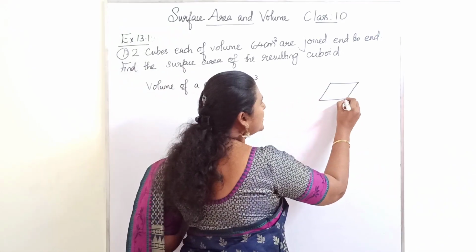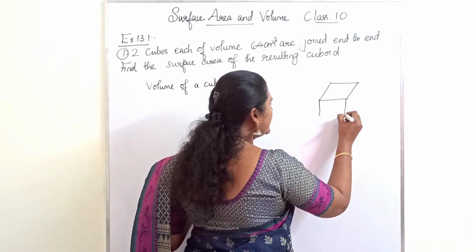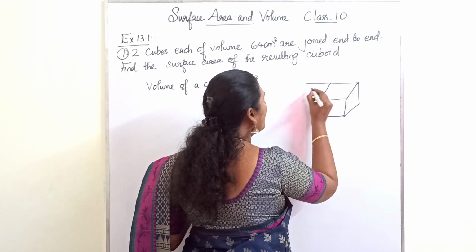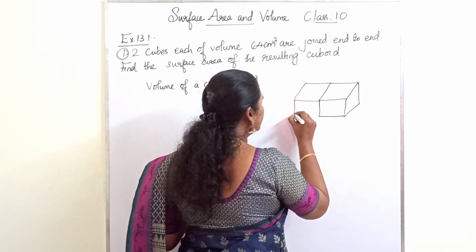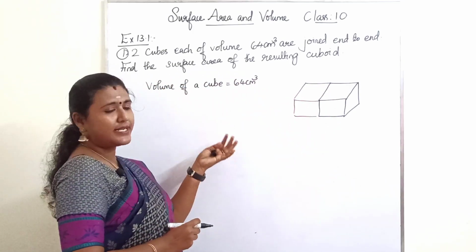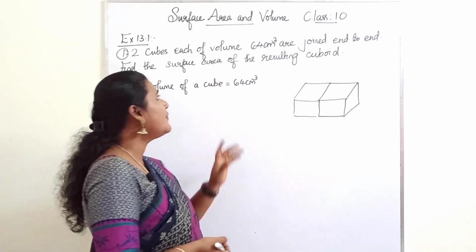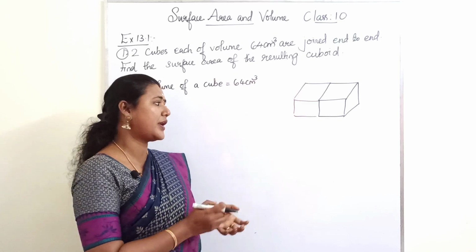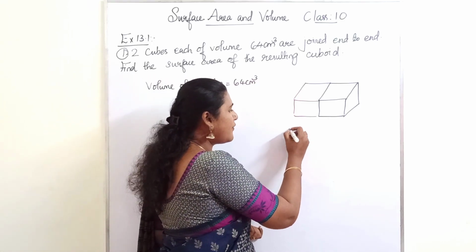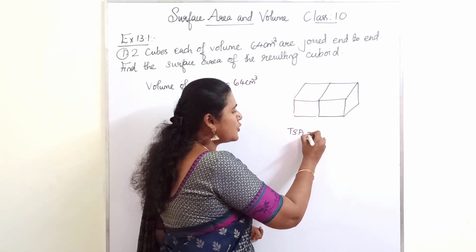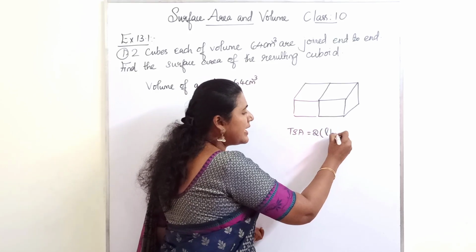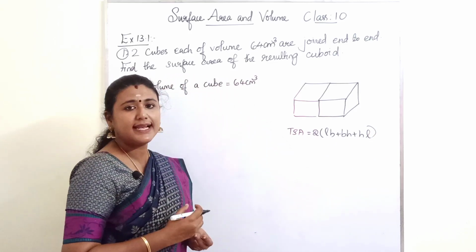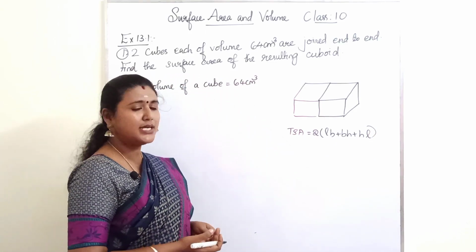So two cubes are joined together to form a cuboid. So we are getting a cuboid here. For finding the surface area, we have to find the surface area of the cuboid. We have already studied the formula for TSA of a cuboid is 2 into (LB plus BH plus HL). So for this we need the length, height and breadth of the cuboid.